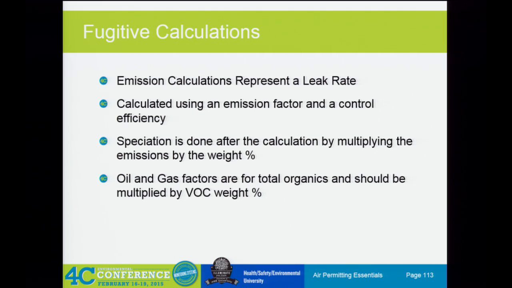You have to calculate a speciated emission rate. You know the total emission rate, and then you know the speciation of the stream in the pipe, and that's your speciated emission rate. The pipe may not be all VOC. So the factors give you a total emission rate, and you need to know the speciation in that pipe or unit, and that will give you the VOC emission rate.